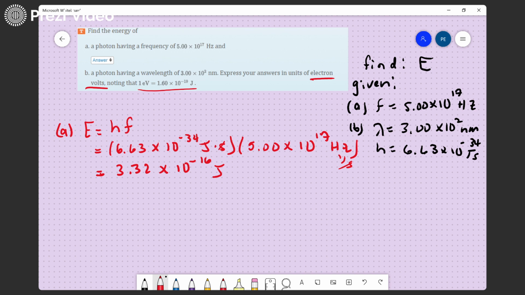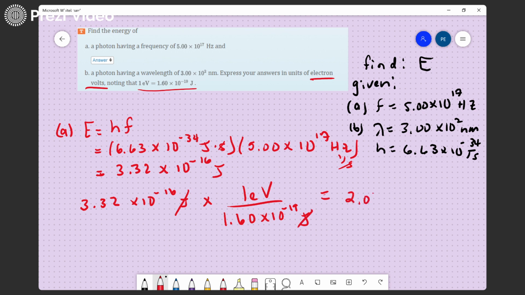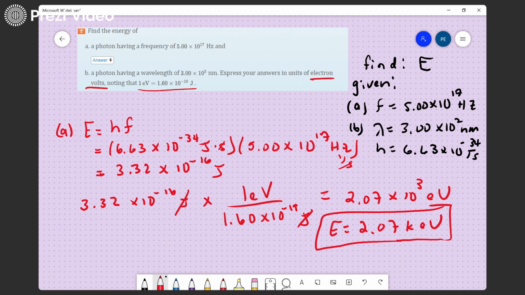So we know that 1 eV is equal to 1.60 times 10 to the negative 19 joules. So we're going to take our 3.32 times 10 to the negative 16 joules times, we're going to set up a conversion chain. So 1 electron volt is equal to 1.60 times 10 to the negative 19 joules of energy. So joules cancel, and we're left with 2.07 times 10 to the third electron volts, or 2.07 kilo electron volts. That is our energy for part A.